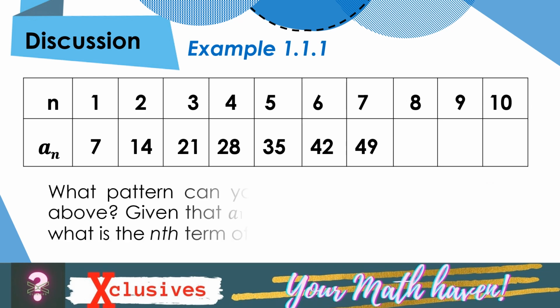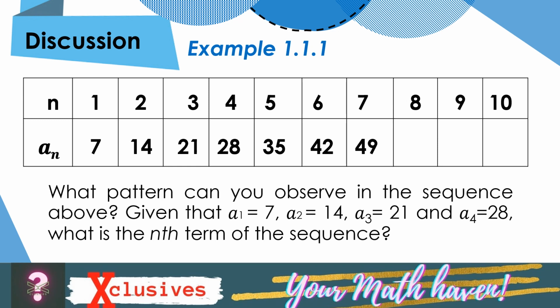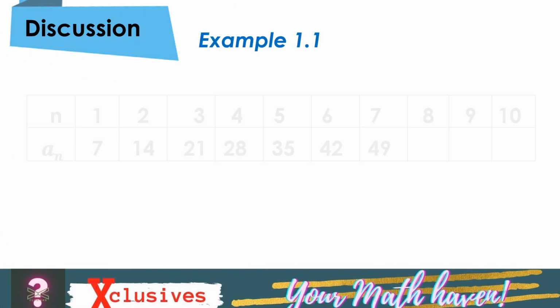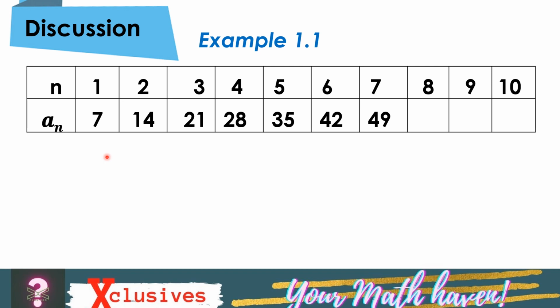Now let me read this to you. What pattern can you observe in the sequence above? Given that a sub 1 is 7, a sub 2 is 14, a sub 3 is 21, and a sub 4 is 28. And what is the nth term of the sequence? That means we are going to get the rule. Going back to the table, our objective for this part is to get the rule or pattern that is being observed in this sequence. So let's check.